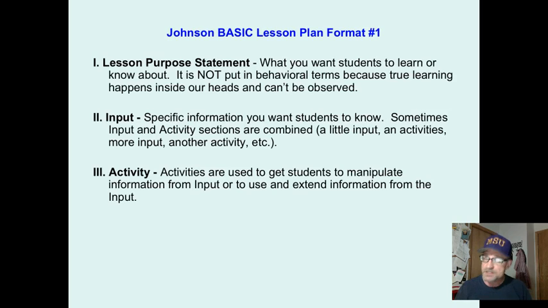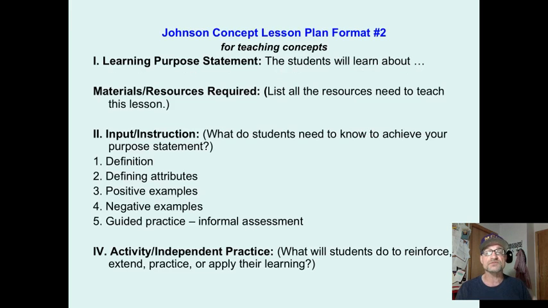You have a purpose statement, not a behavioral objective, because learning happens inside. And real teachers think in terms of, what do I want students to learn or to learn about? The input is the teacher part. It's the specific information you want students to know or know about. And then the activity: get them to practice what they've learned or manipulate what they learned or extend what they learned. And again, teaching is simply say a little bit, do a little bit, whether in kindergarten or graduate school. That is the essence of teaching.